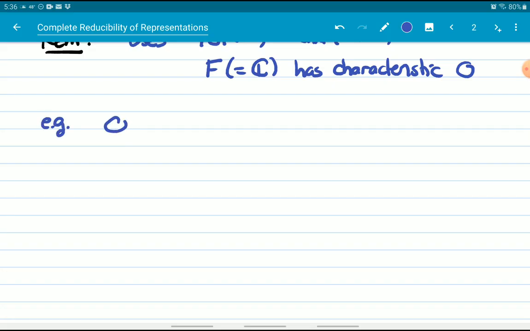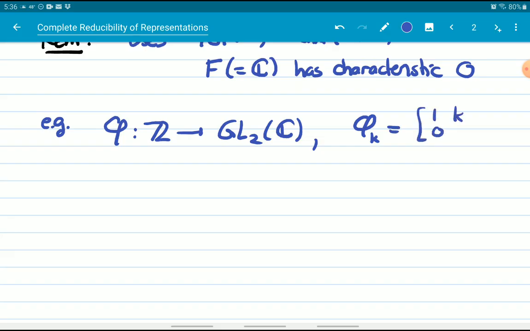So for instance, here's a representation of the integers. It's a two-dimensional complex representation. I'll send the integer k to the matrix with rows (1, 0) and (k, 1). That is not completely reducible. It's not irreducible. It's got an invariant subspace, an interesting one, but it's also not a direct sum. As an exercise, you should try to prove that.